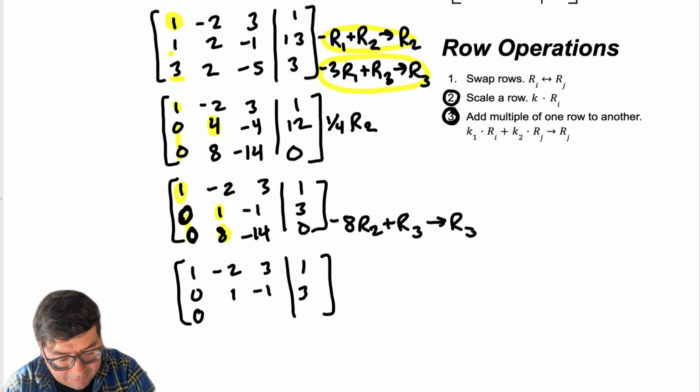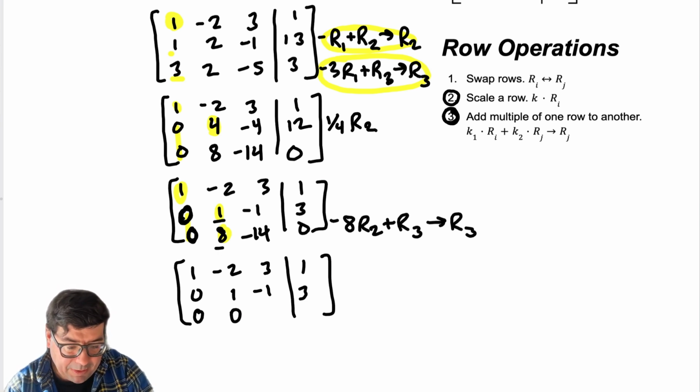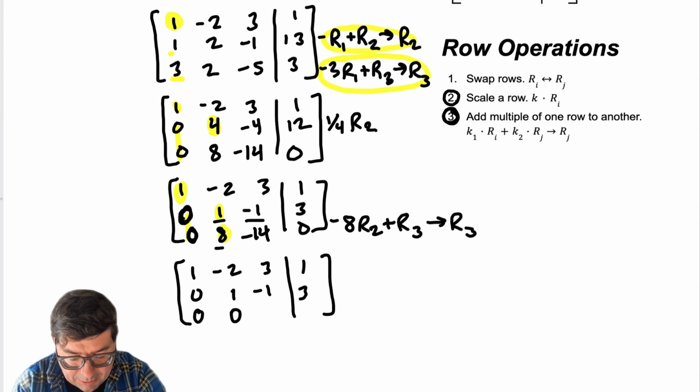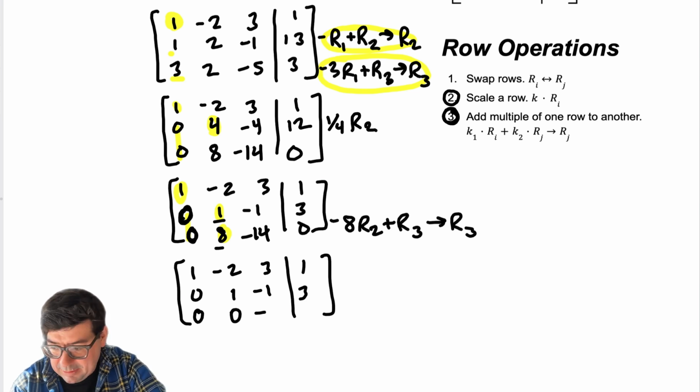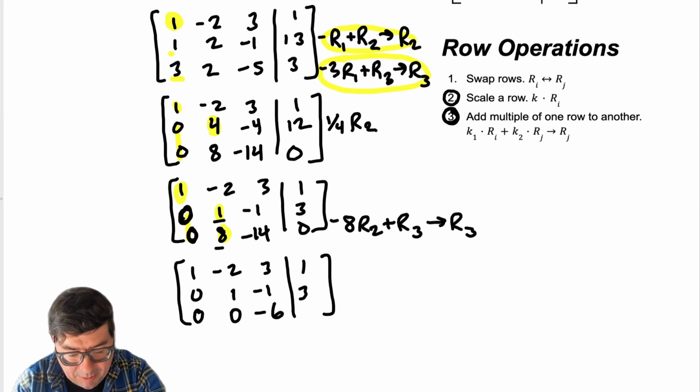But now we have -8 plus 8. We get the 0 in this spot. Finally, we have -1 times -8, which is 8. And then 8 minus 14 is -6. So we get our -6 in this spot. And then here we have -24 plus 0 is -24.